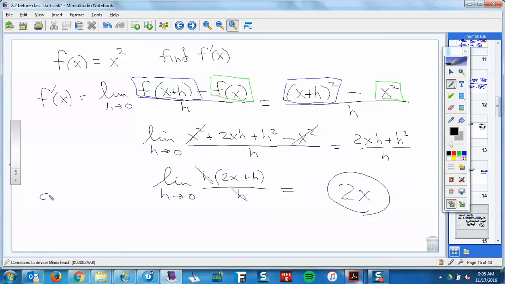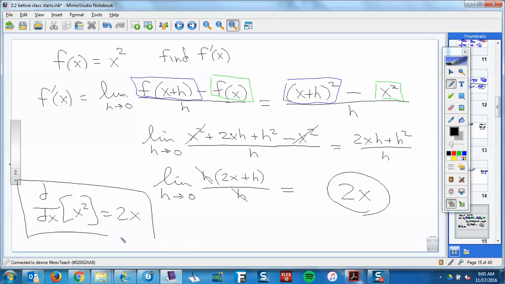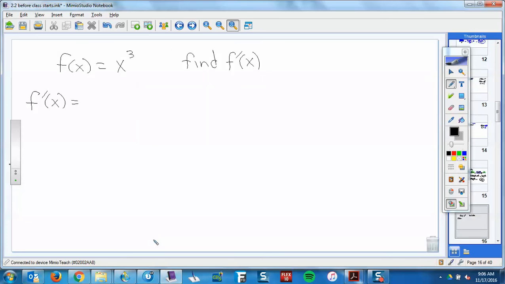So what we just said there, and I'll use our new notation, we just said that the derivative of x squared is 2x. So now, what's f prime of 2? What's f prime of 4? We can find the derivative at any point. We just found the derivative of x squared. Okay? Quickly here. Let's do x cubed.